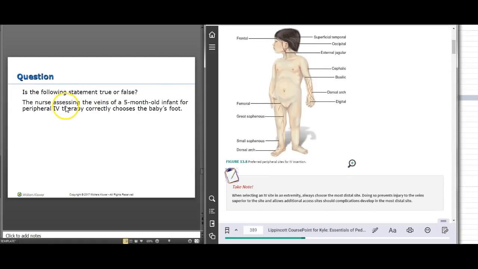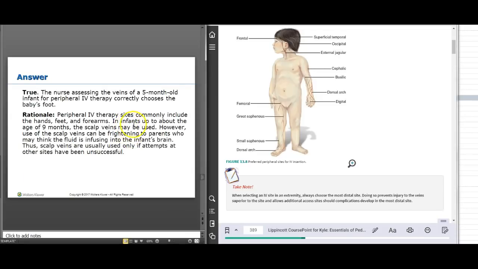Okay. Question: is the following statement true or false? A nurse is assessing the veins of a 5-month-old and correctly chooses the baby's foot. True. You can use a foot in a 5-month-old. Those are actually very good veins. Okay.